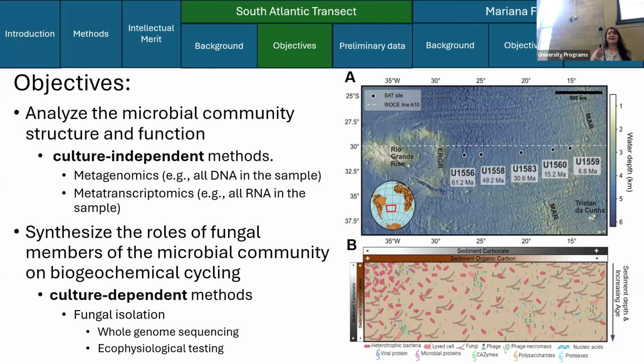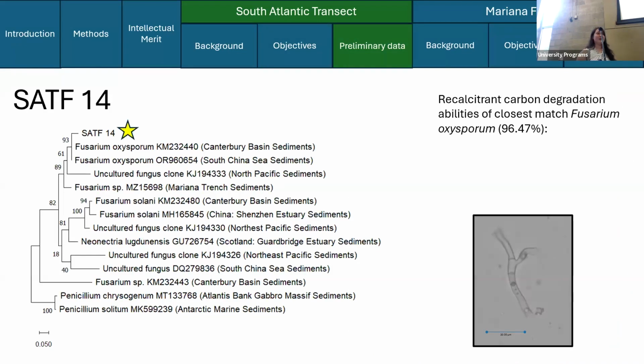testing. And going into my preliminary data for these sections, I have successfully extracted DNA from 2 of the 5 sites, and I'm still working on the other sites and RNA extractions. But we have successfully isolated 25 fungal cultures. And after preliminary ITS sequencing, I have chosen 2 organisms based on their closest match on online databases and their ability to degrade recalcitrant carbons, which are carbons that are difficult for other organisms to break down.